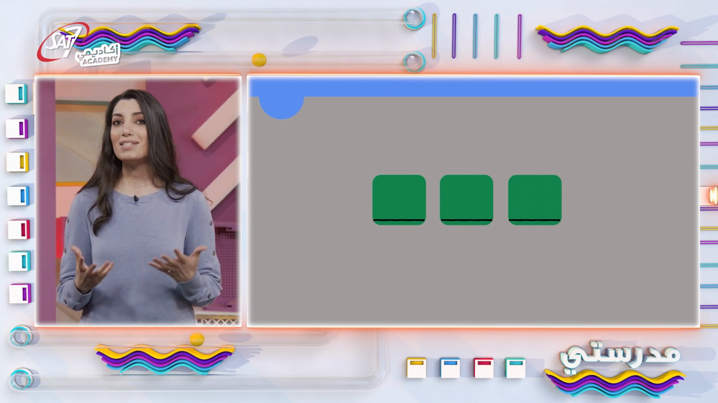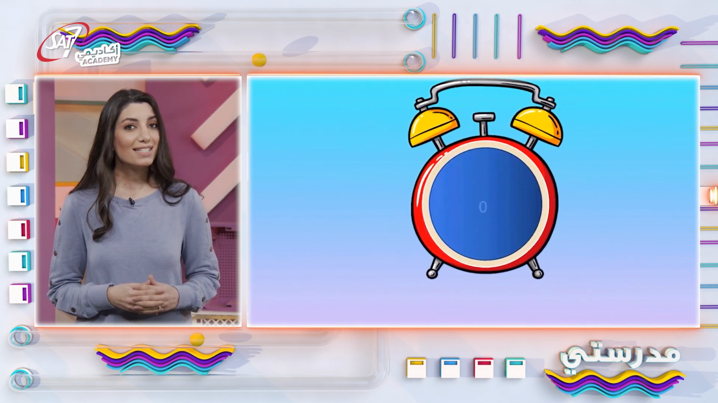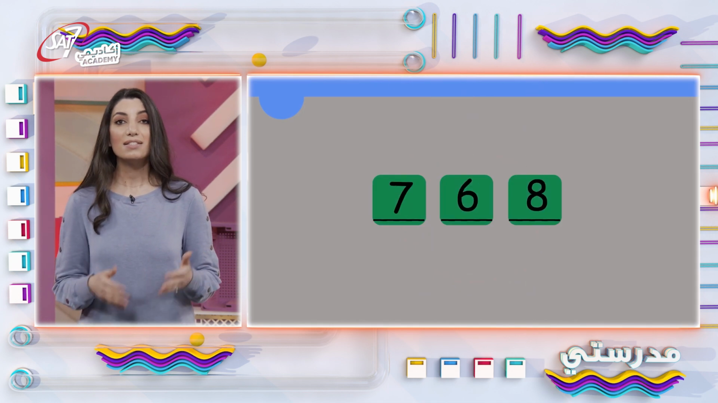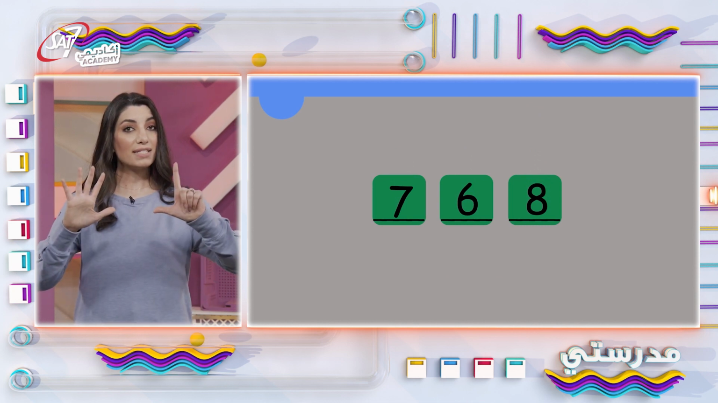So, what's the mystery number? Were you able to guess it? The answer is 768. There are 7 days in a week.